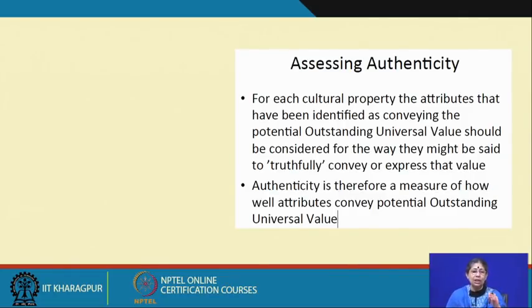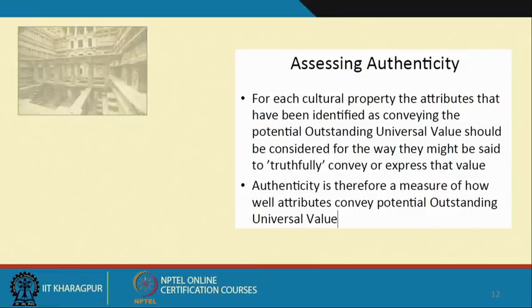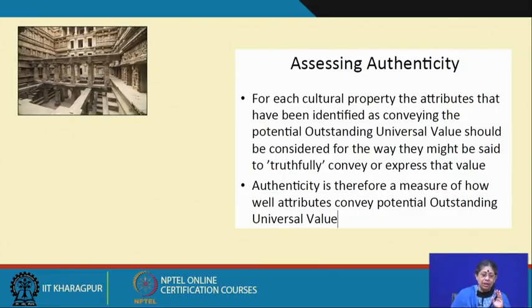Again and again I am saying, in case of a World Heritage Site, it will be outstanding universal value, but it is also important even if it is not a World Heritage Site. So, understand what the value of that resource is. Let us take a World Heritage Site, which is Rani Ki Vav in Gujarat, 2014. It has been declared and inscribed as a World Heritage Site.